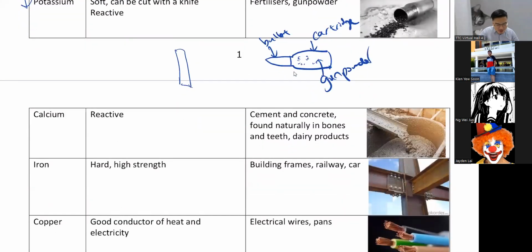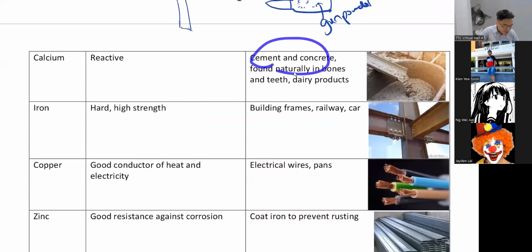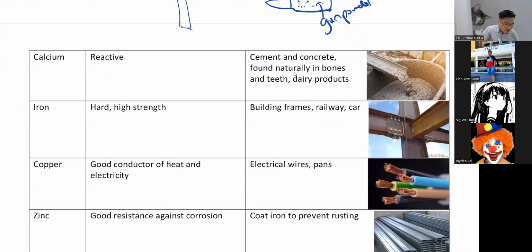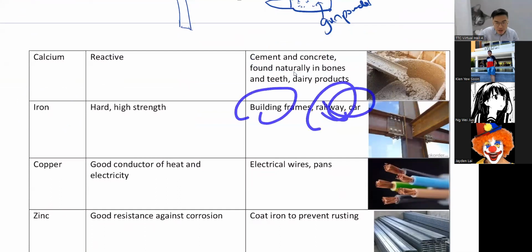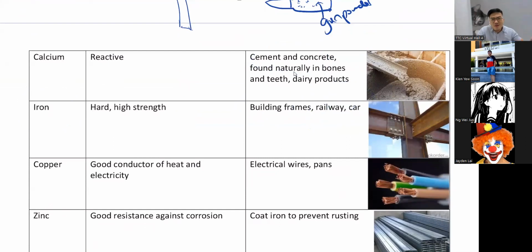All right. Anyway, so your calcium is in your cement and concrete. Iron, this is the most common metal we use. Iron is everywhere. Iron is used to make buildings. It's used to make your car, your railway. Your table is made from iron. Your telephone pole, your street lamp, everything is iron. Your whole car is made from iron because iron is cheap and very hard. It is very strong. That's why we use iron.